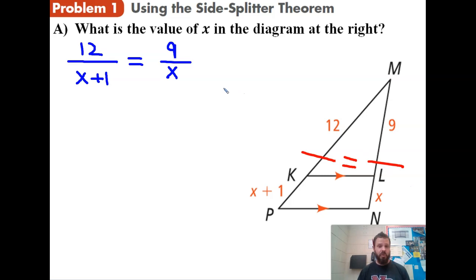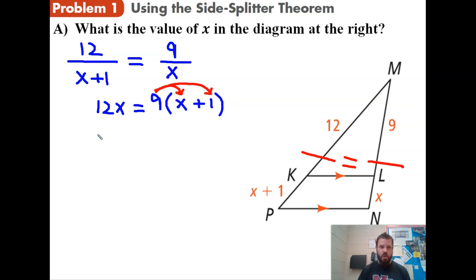Okay, we got an uglier proportion here, but we've done these before. Let's cross multiply. Okay, 12 times x will just be 12x. That's one of my cross products. And then for the other one, I need to take 9 times x plus 1. I'm going to write that as 9 parenthesis x plus 1. And I've got the parenthesis there because I need to make sure to distribute the 9 to the x and the 1 here. So rewriting this, we have 12x is equal to 9x plus 9.